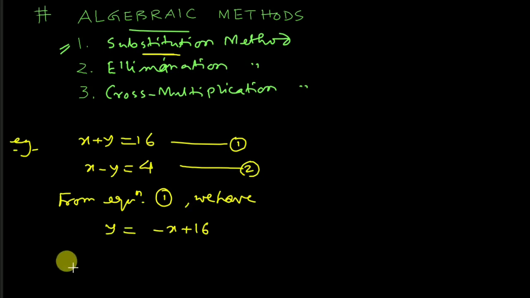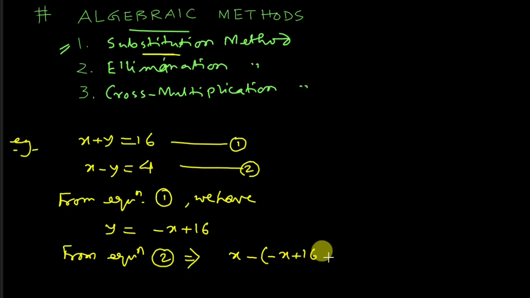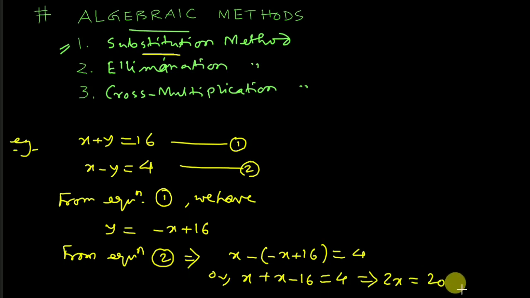So from equation two, we have x minus y. What is y? y is equal to minus x plus 16. Okay, this is equal to 4, the right side is equal to 4. From here you can write x plus x minus 16 is equal to 4. So twice x is equal to 20. Therefore x is equal to 20 divided by 2, that is 10.